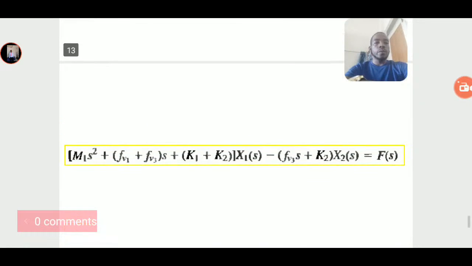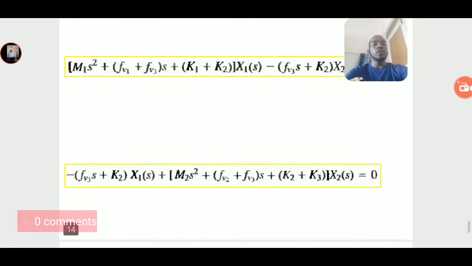So for m1, we are changing the first equation into the frequency domain. That means we are changing into the Laplace transform form. So f of s is equal to m1 s square plus fv1 plus fv3 into s, taking the common s, plus k1 plus k2, into x1 of s, taking x1 of s as common, minus fv3 s plus k2 into x2 of s, where here also we are taking x2 of s as common.